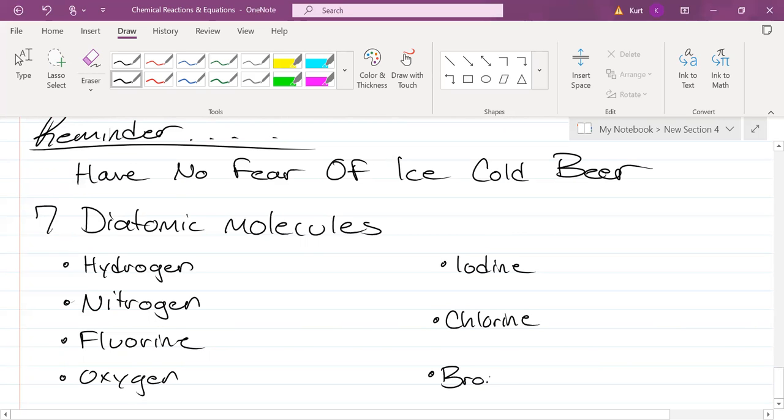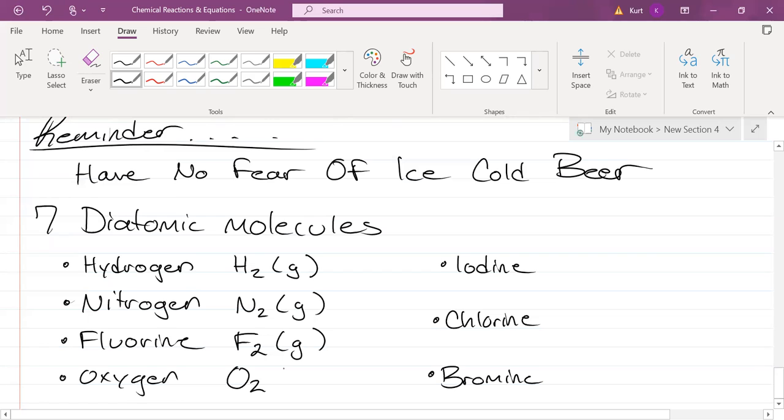Bromine. Okay. On Earth, under normal conditions, hydrogen is a gas. Nitrogen is a gas. Fluorine is a gas. Oxygen is a gas. Iodine is a solid.